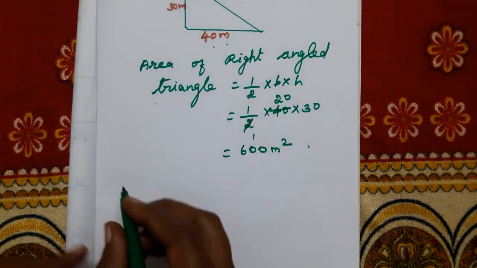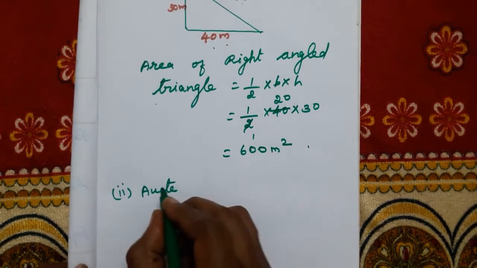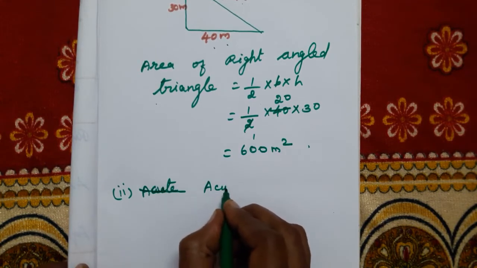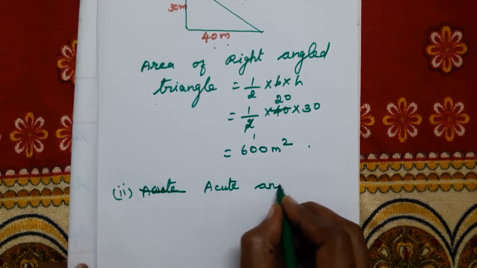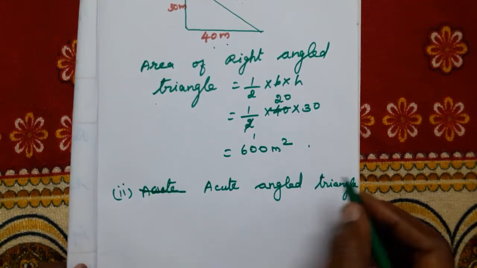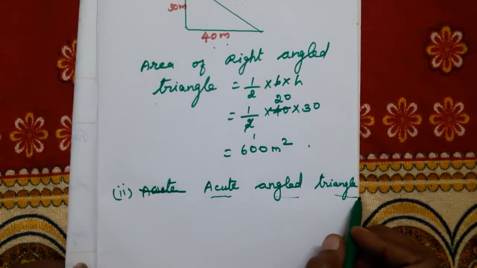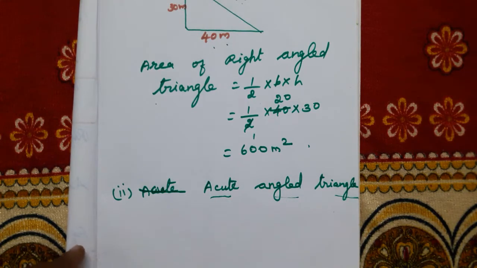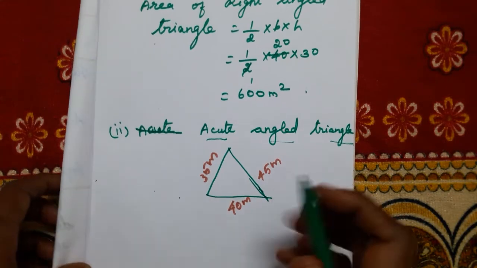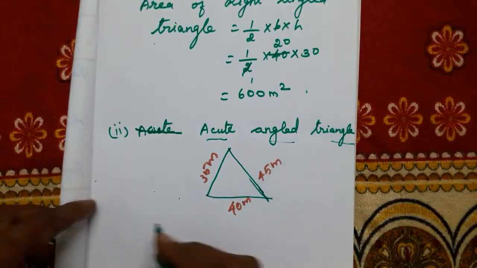Next one, the second one, acute angled triangle. Acute angled triangle we can also call by which other name? Scalene triangle, like that also we can say. Next, acute angled triangle. Here 3 sides are given. You can take them as A, B, C.